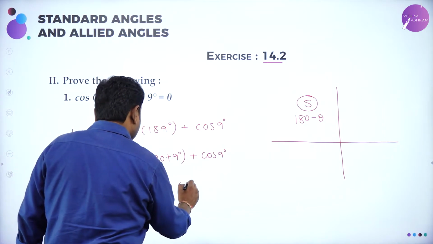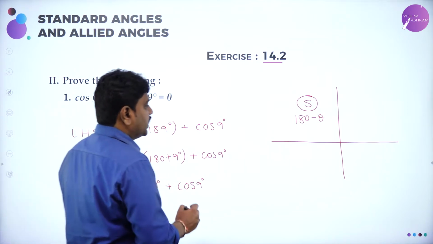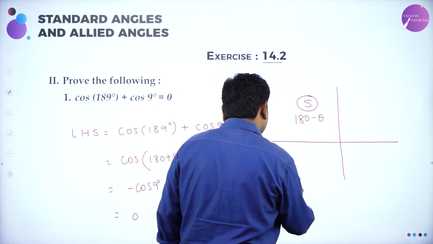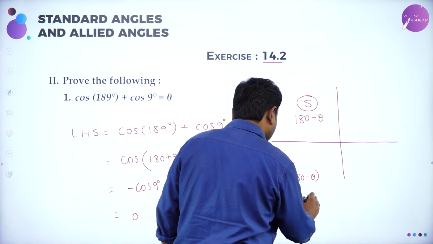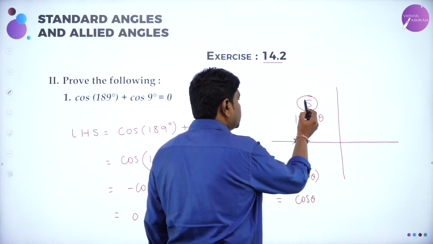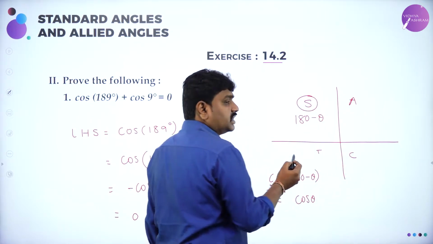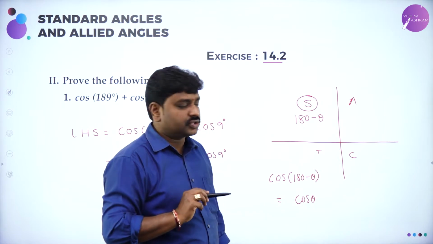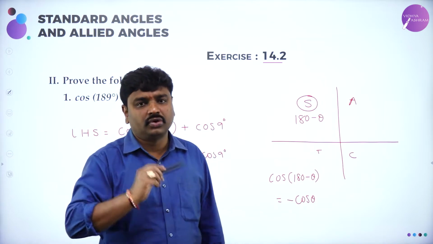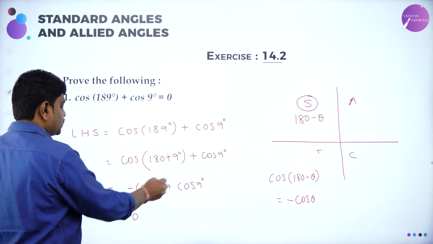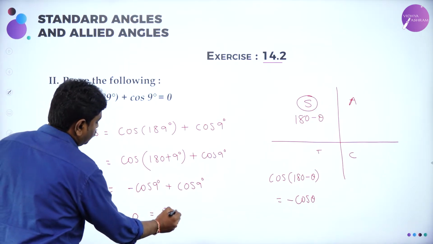Plus we have cos 9. Minus cos 9 degree plus cos 9 degree cancels, it will become 0. So what is the allied angle we used? We used cos of 180 minus theta. What is cos of 180 minus theta? For 180 the function does not change, it will be cos theta. But 180 minus theta is in second quadrant. According to the ASTC rule, in second quadrant the alphabet is S. S means sine or cosecant will be positive, but here it is not sine, so it will be negative. I hope all of you got this. So minus cos 9 plus cos 9 cancels, it will be 0. This is your RHS, hence the proof.